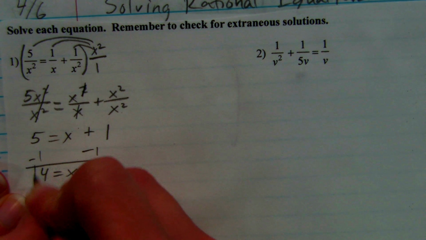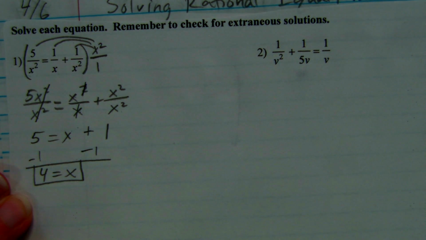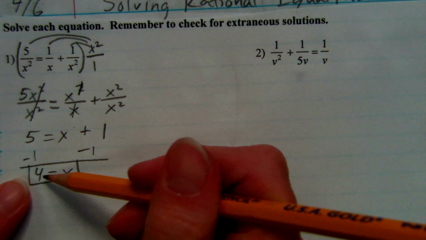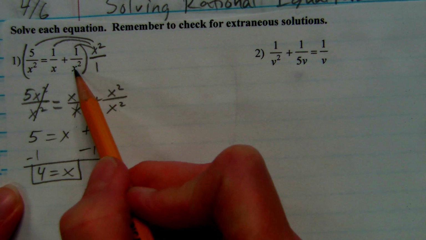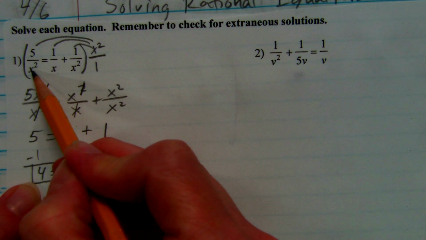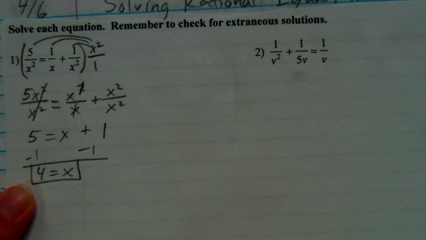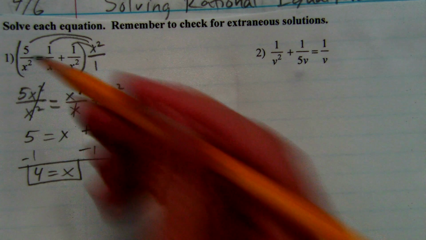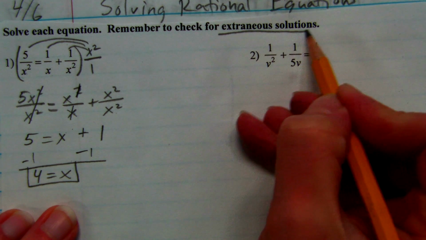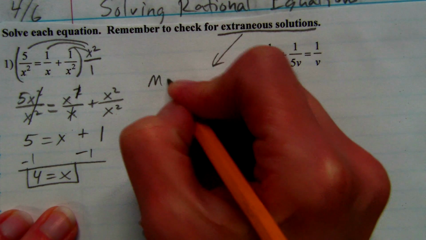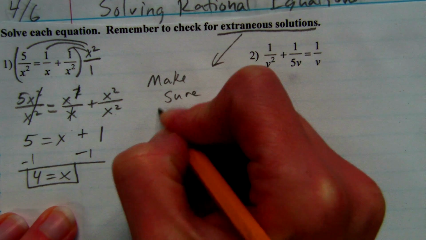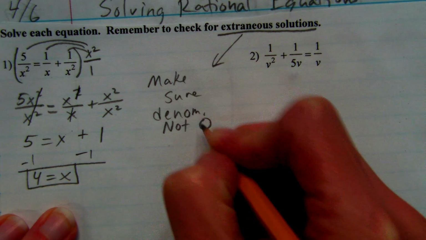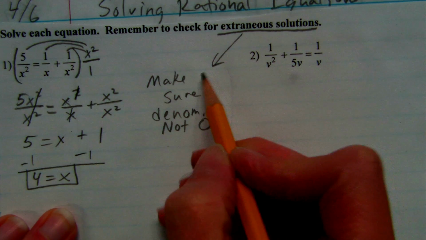Now when it talks about checking for extraneous solutions, it's talking about domain. Whatever we get here, it cannot make the denominator 0. So if I put 4 in here, I get 16. Put it in here, I get 4. We're okay. This solution works. It's not going to make any of our denominators 0. So when it's talking about extraneous solutions, that just means make sure your denominator's not 0. Okay, that's what that's talking about.